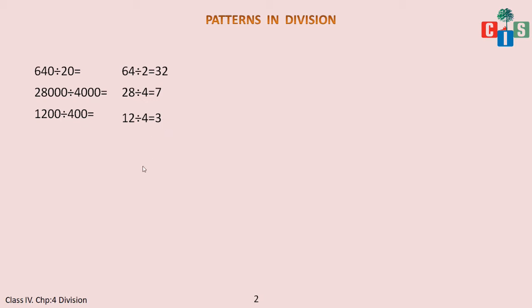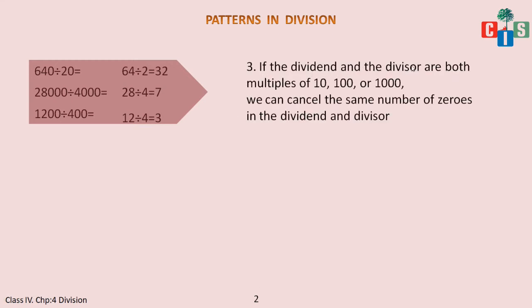Now see students, if you have 1200 divided by 4, the answer will be 3 only, and if you do 12 divided by 4, the answer will be 3. You can check it out by yourself. What we are doing exactly here is just simplifying our division, nothing else, by cutting the number of zeros. So I can say that if the dividend and the divisor are both multiples of 10, 100 and 1000, we can cancel the same number of zeros in the dividend and divisor.